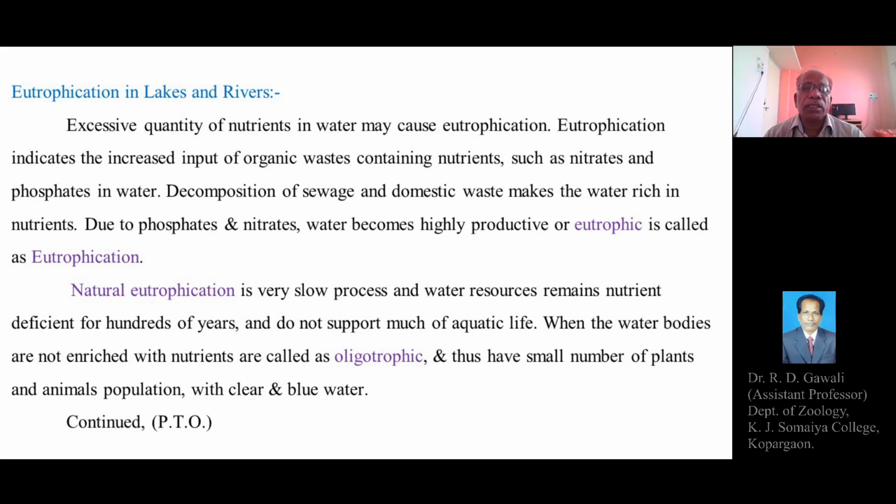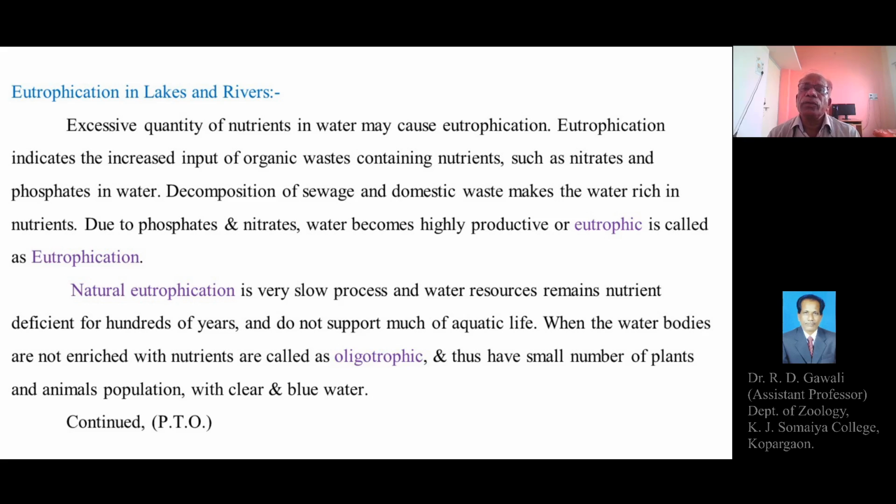Friends, natural eutrophication is a very slow process and water resources remain nutrient deficient for hundreds of years. This is because of the safety of natural water resources due to the lack of human interference or human activities, which are mainly responsible for the pollution and contamination of aquatic water resources. Thus, they do not support much aquatic life.